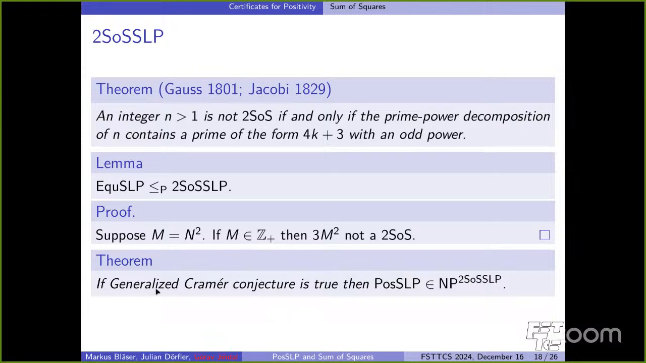Also, we don't prove it unconditionally. We need this conjecture, this Kramer conjecture, which deals with density of primes in arithmetic progressions. So this is quite a strong conjecture from number theory about the distribution of primes, and yeah, we need this conjecture for this theorem to be true.